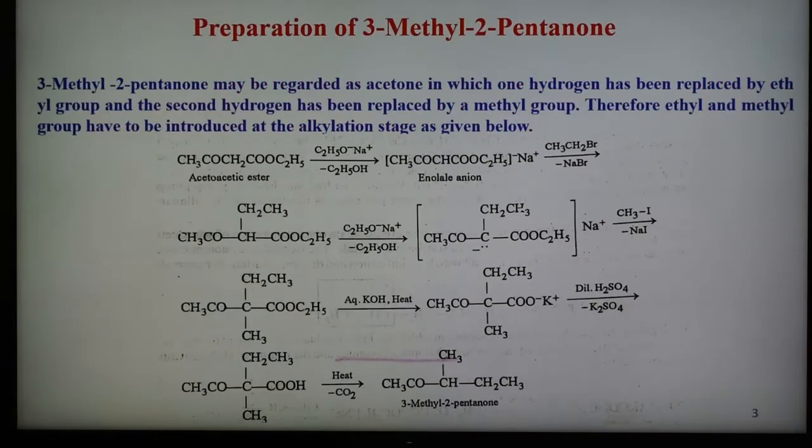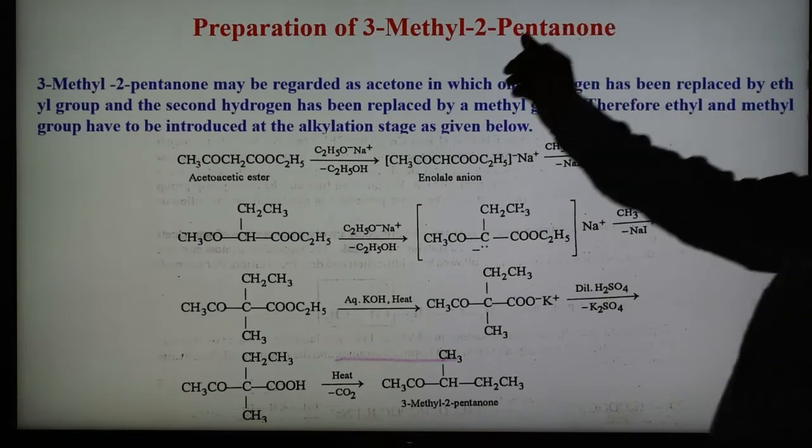In another compound, that is the preparation of 3-methyl-2-pentanone, this compound can also be prepared by using three steps: formation of enolate, second alkylation, and then hydrolysis and decarboxylation. 3-methyl-2-pentanone is also regarded as acetone in which one hydrogen has been replaced by an ethyl group, and the second hydrogen on the same carbon has been replaced by a methyl group. Therefore ethyl and methyl groups have to be introduced at the alkylation stage. This is very important, and here the reaction is shown for how this is prepared.